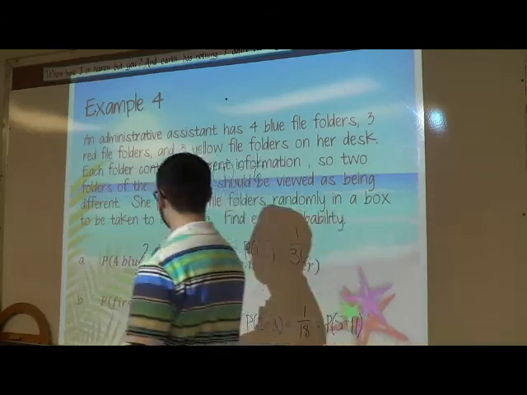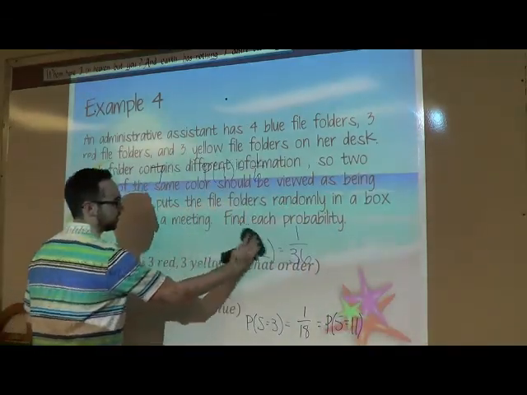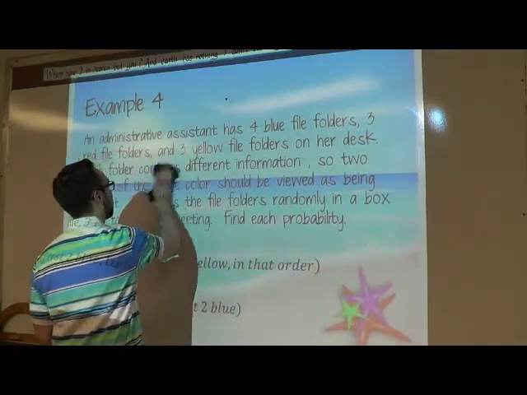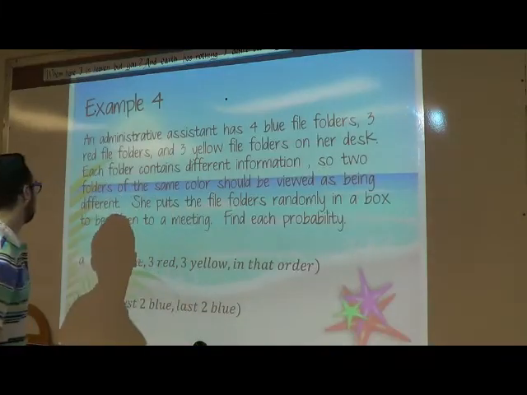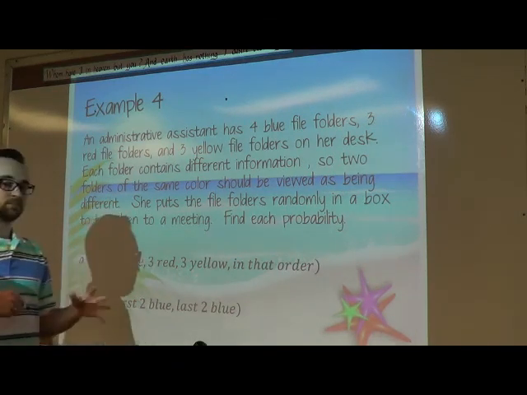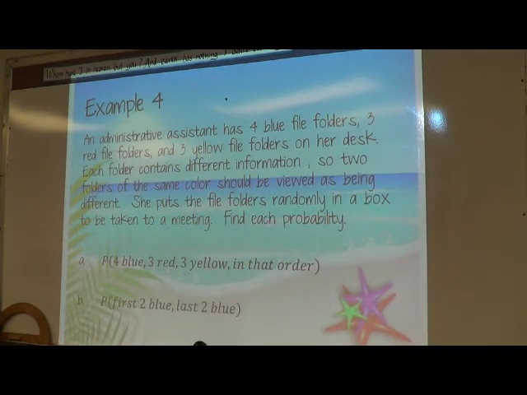Alright, so one more example kind of using the same idea of probability here. It says an administrative assistant has 4 blue file folders, 3 red folders, and 3 yellow folders. Each folder contains different information, so 2 folders of the same color should be viewed as being different. She puts the file folders randomly in a box to be taken to a meeting. Find each probability. So, what's the probability of 4 blue, 3 red, 3 yellow in that order? So again, order here matters.